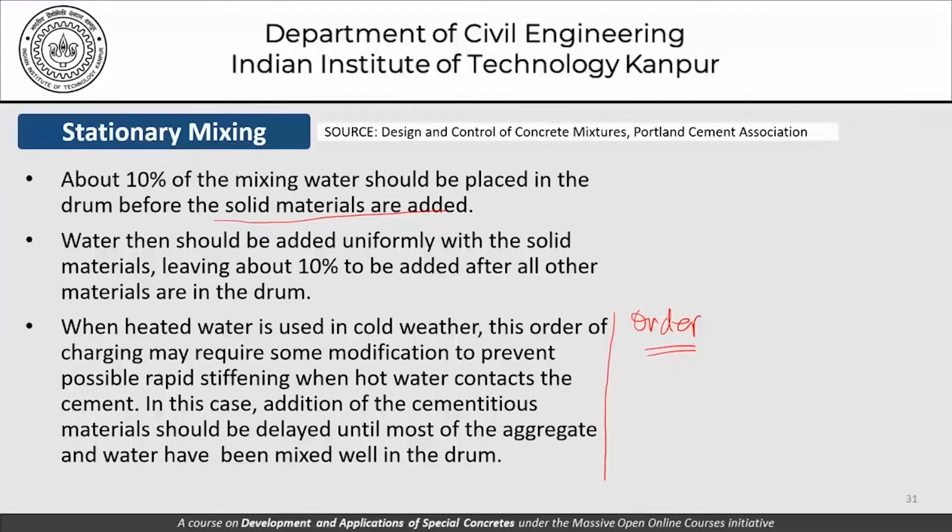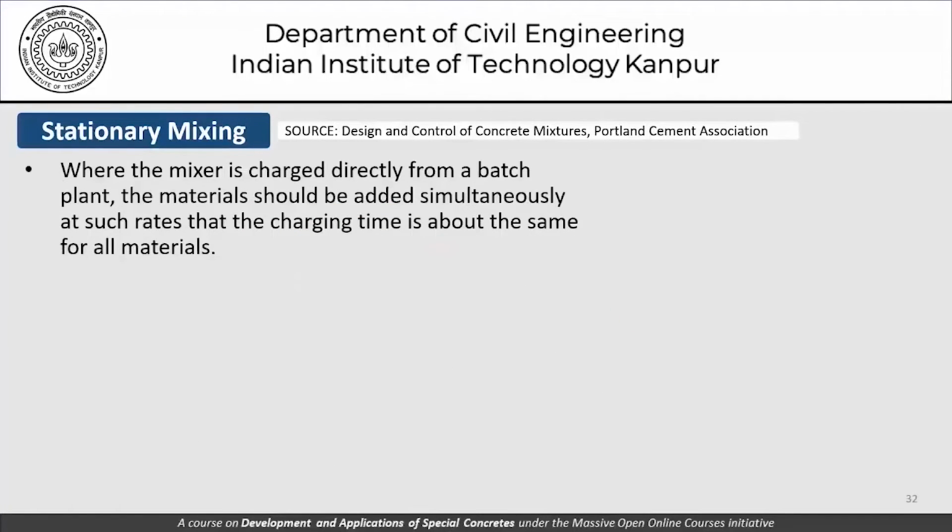So to that extent, nothing is really written in stone, and depending on the kind of conditions that you're working with or the concrete that you're working with, the order and so on can and should be changed, provided the bottom line is very clearly understood. That is, uniform concrete has to be achieved. Where the mixer is charged directly from a batching plant, the material should be added simultaneously at such rates that the charging time is about the same for all the materials.